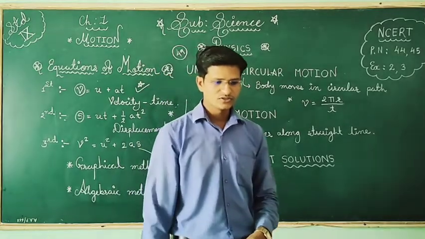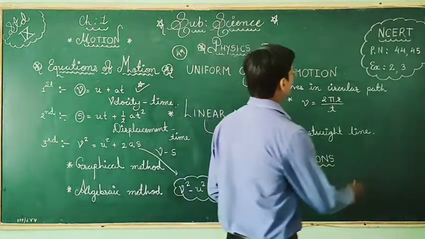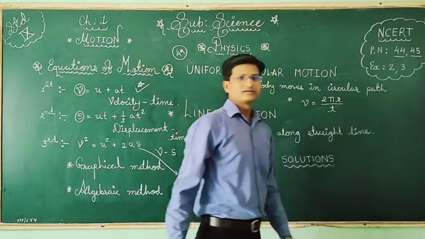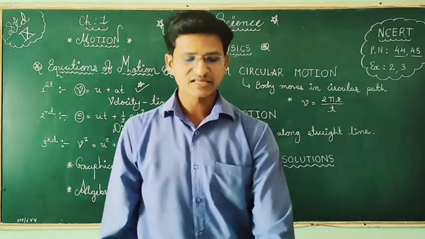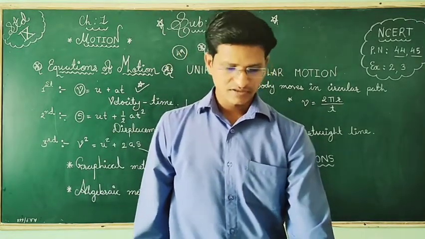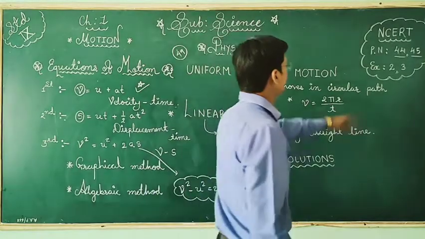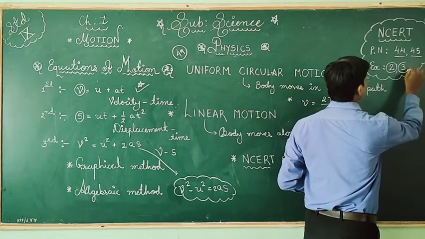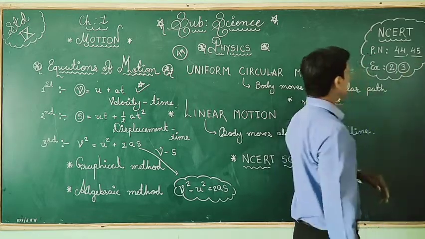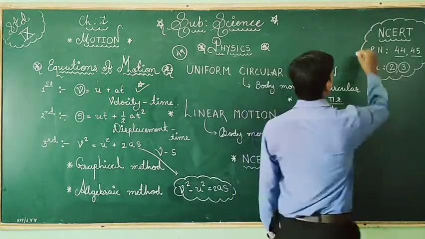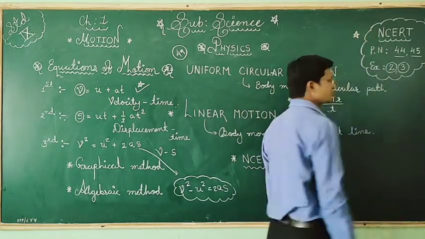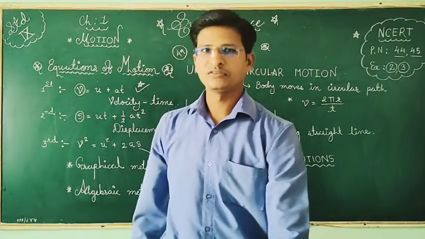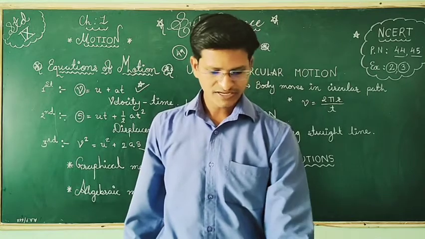Before that, on page number 44 and 45, two NCERT examples are given: example number 2 on page number 44 and example number 3 on page number 45. These two NCERT examples we have to write in the note. Only these two, example number 2 and example number 3, on page number 44 and 45.